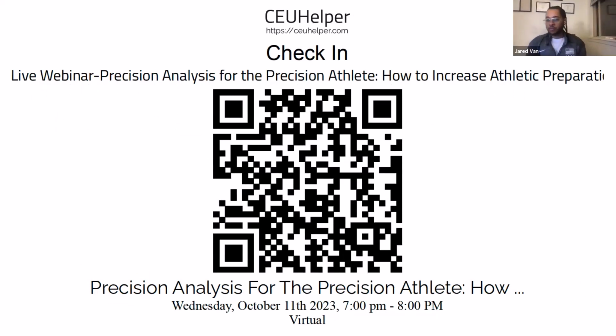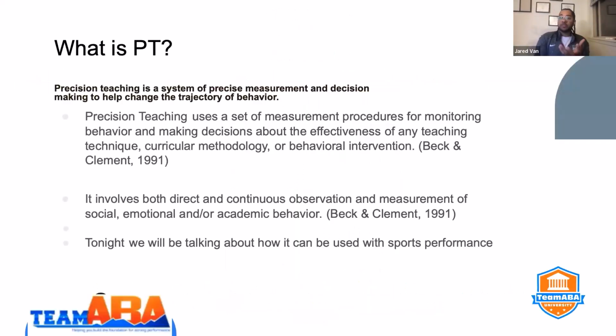So before we really get into the weeds of what that is, we've got to talk about what precision teaching is. It's a system of precise measurement and decision making to help change the trajectory of behavior. And we use a set of measurement procedures for monitoring behavior and making decisions about the effectiveness of any teaching technique, curricular methodology, behavioral intervention, or coaching.